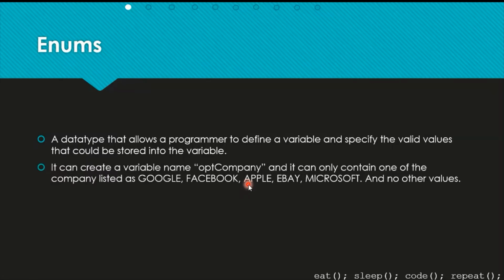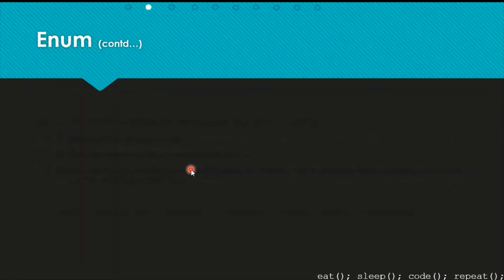Let's take an example: we have to create a variable named opt company. This is going to have a list of some companies: Google, Facebook, Apple, eBay, Microsoft, and these are the only permissible values of that particular variable opt company, no other value than this. For any keyword or type, we need to define it first and then declare it.